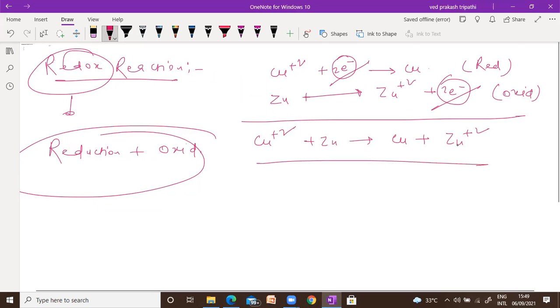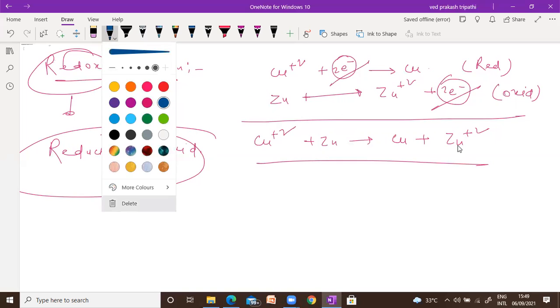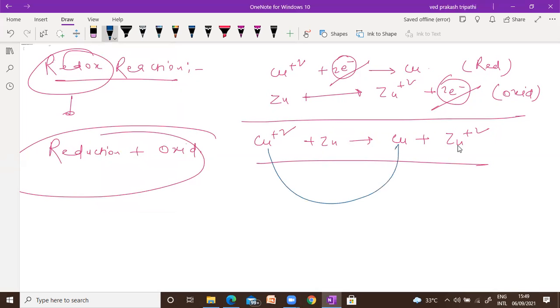So now you can see in this chemical reaction, copper +2 to copper. Copper here is in +2 form and here 0, which means decrease in oxidation number. Decrease in oxidation number, so we can say it is reduction. So here the reduction of copper +2 is happening. And if you look at zinc, this is 0 and this is +2.